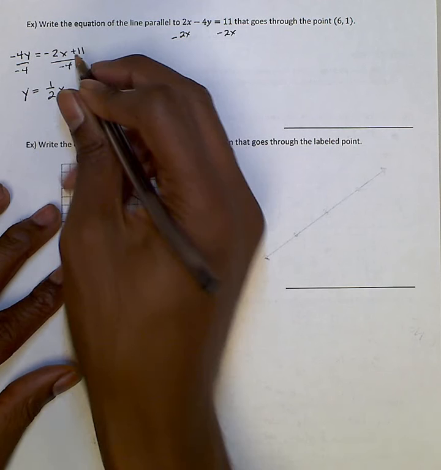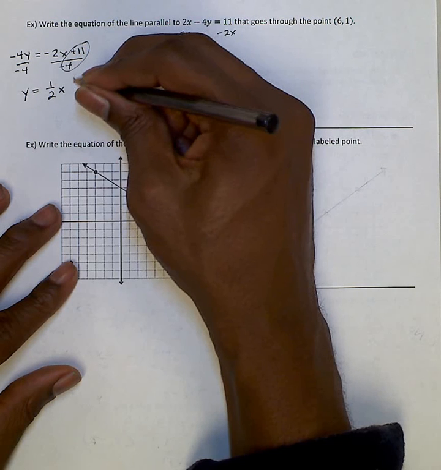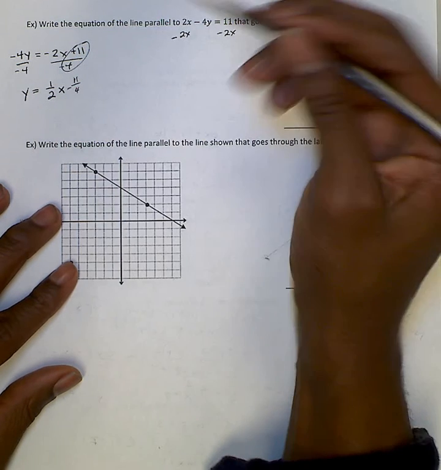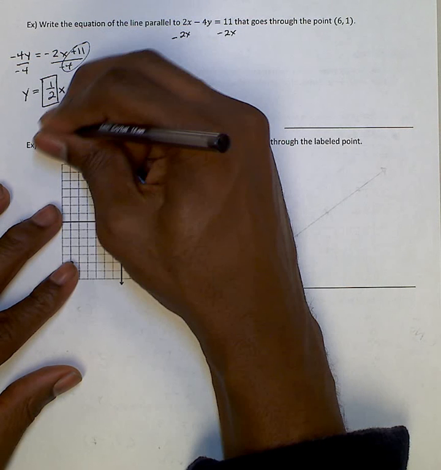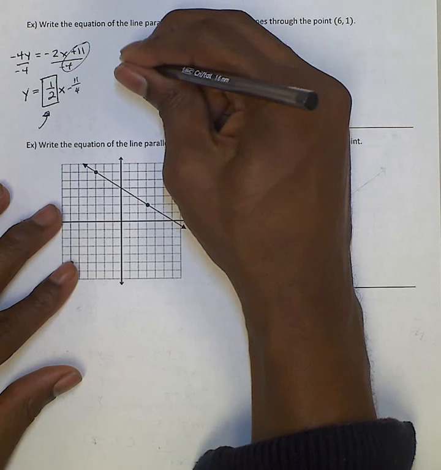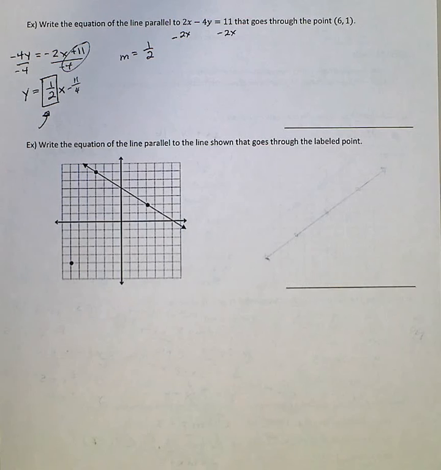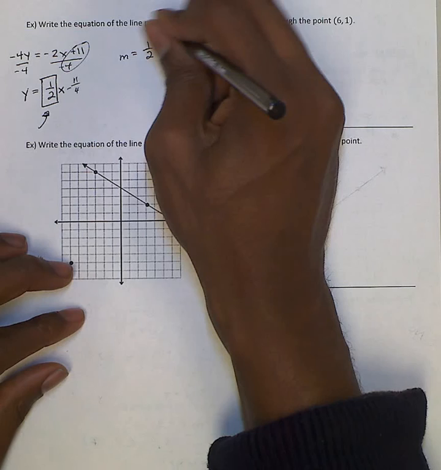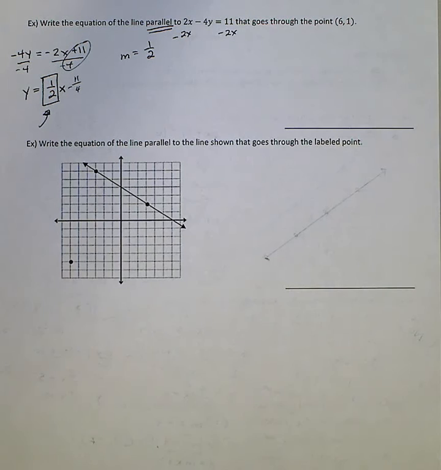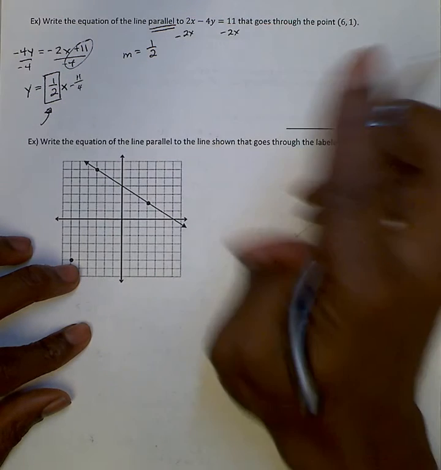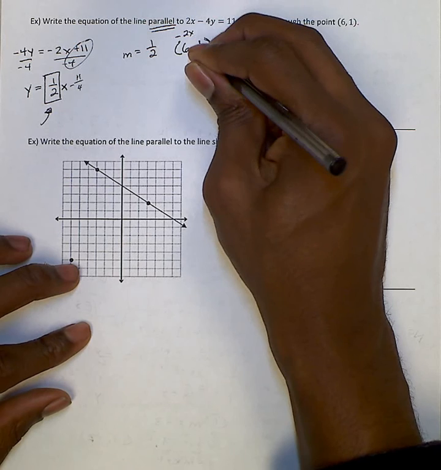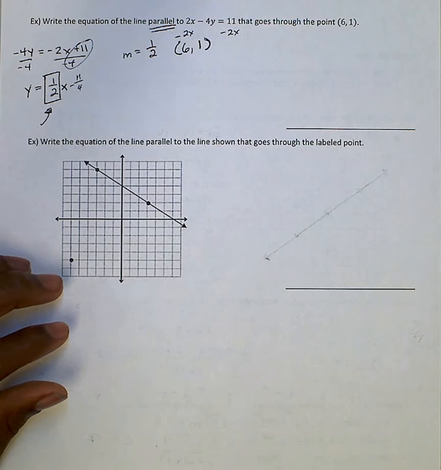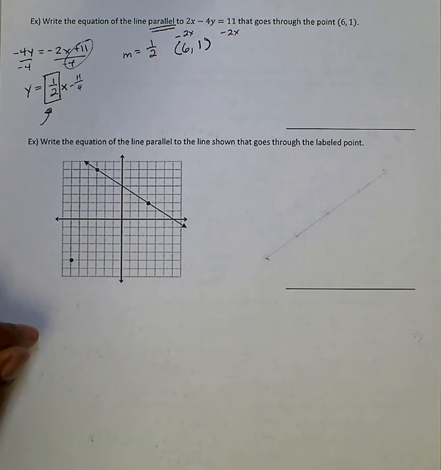I'll just leave it as a fraction because it really doesn't matter what it is. The important thing, the thing that we're searching for, is the slope. We know the slope of our first line is 1/2. And since we're talking about parallel lines, we'll have the same slope, which will be 1/2. We know the point that we're going to go through is (6, 1). So you guys please bring in the equation of the line going through this point.